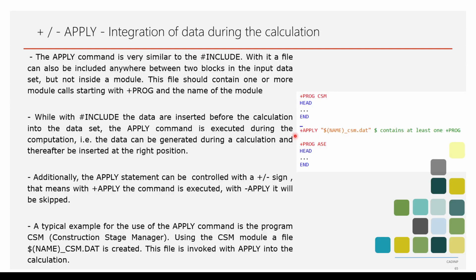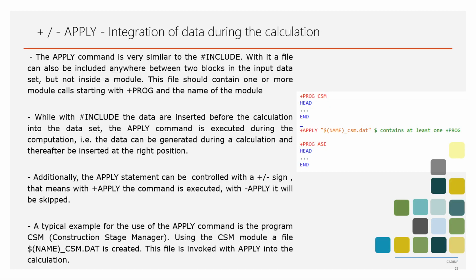A typical example for the use of the apply command is the program CSM, Construction Stage Manager. Using the CSM module, a file named $(name)_csm ... is created in the project folder, in which a recipe is being generated by module CSM how to perform the ASE and AQB runs one after another, but it shall not be run unless there is a +apply statement preceding it. In other words, the _csm ... file is invoked with apply into the calculation.